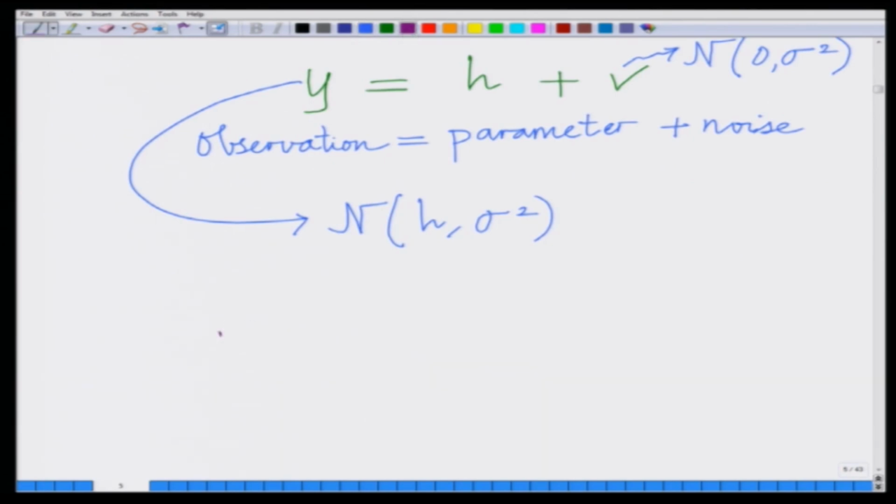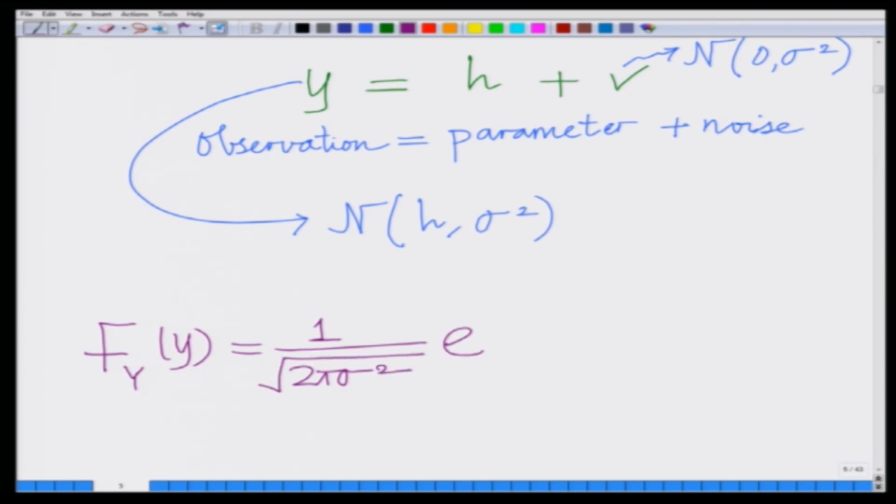Therefore, the probability density function of this observation y, that is, the PDF of the random variable y, is 1 over square root of 2 pi sigma square, e raised to minus 1 over 2 sigma square, y minus h whole square. This is the probability density function of the observation y at the sensor node, corresponding to the parameter h and Gaussian noise v with mean 0 and variance or power sigma square. So, this is what we have seen in the previous module.